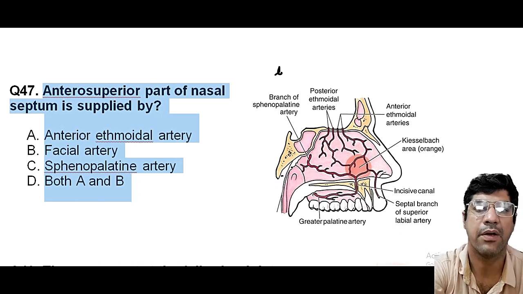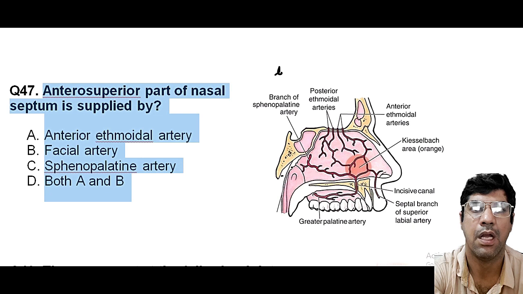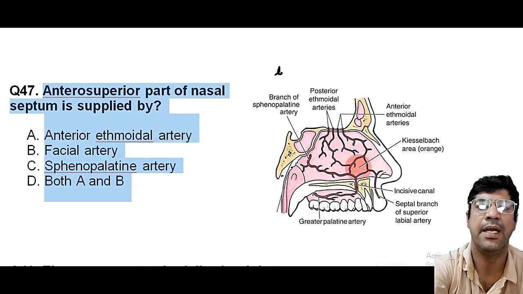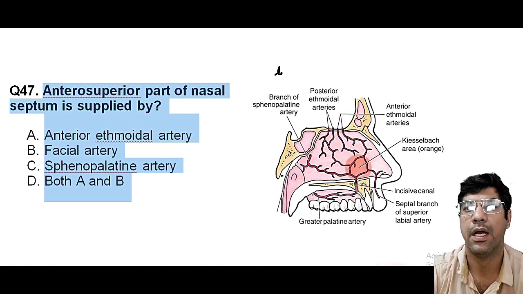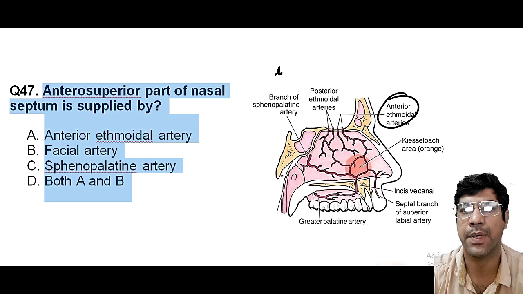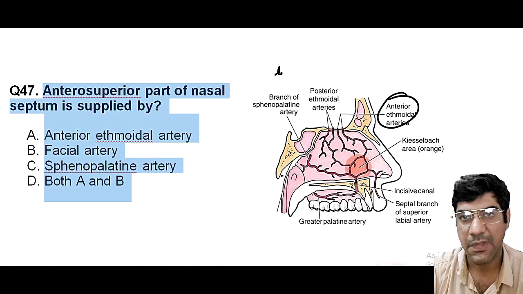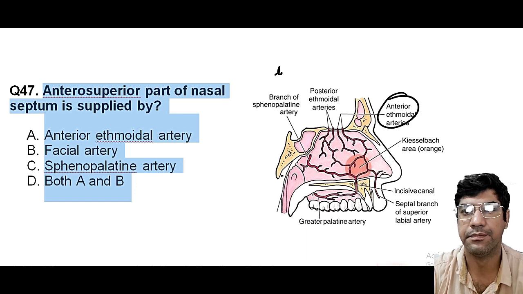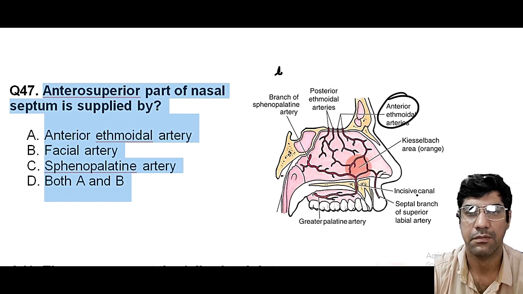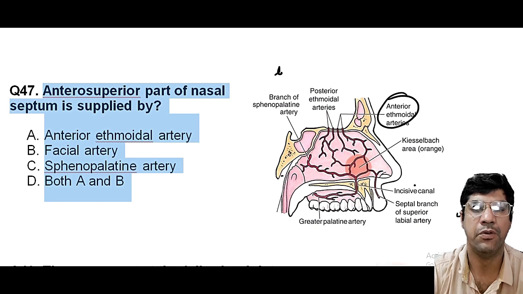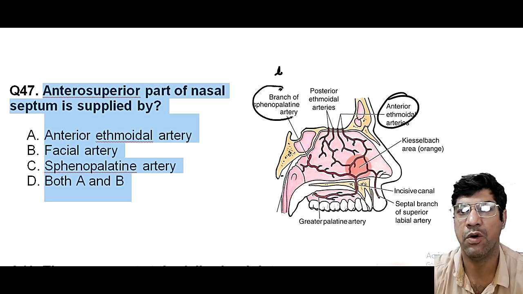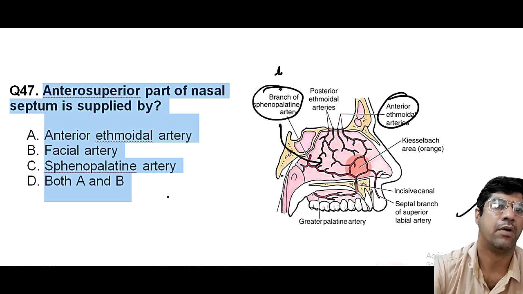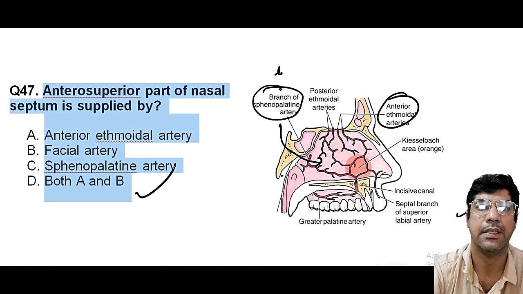The anterior superior part of the nasal septum is supplied by the anterior ethmoid artery. Additionally, the superior labial branch of the facial artery contributes to blood supply in this region. The posterior inferior part is supplied by the sphenopalatine artery. So the answer is D, both A and B.